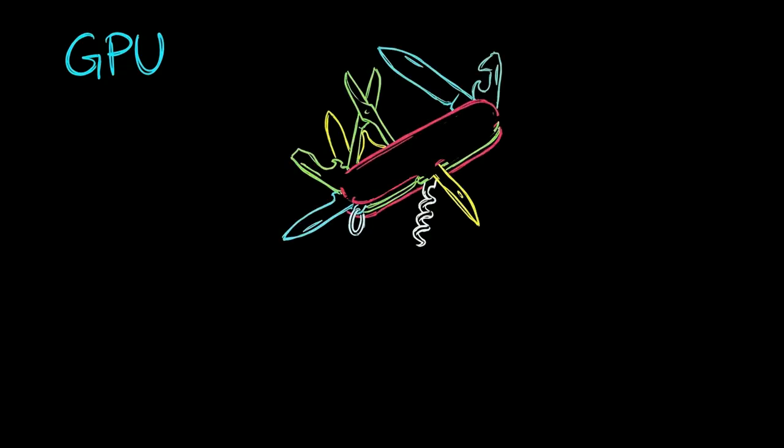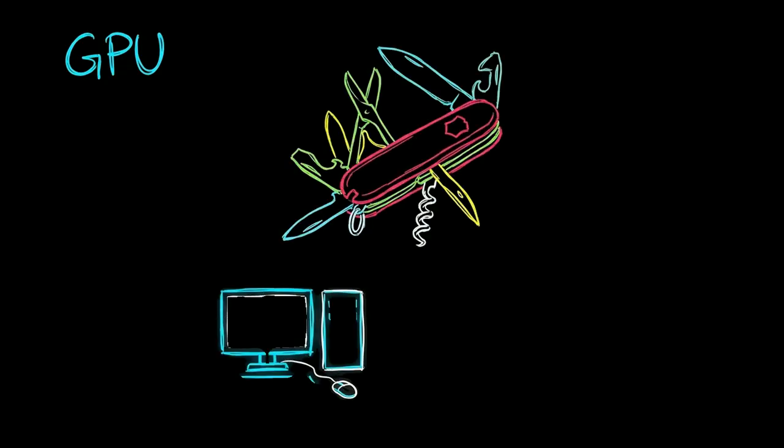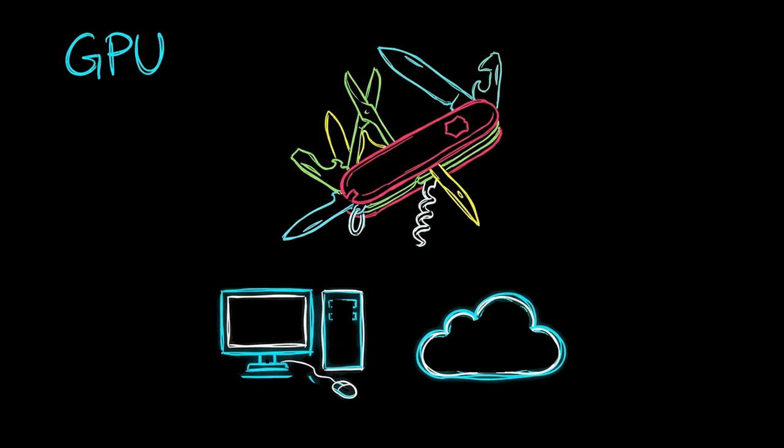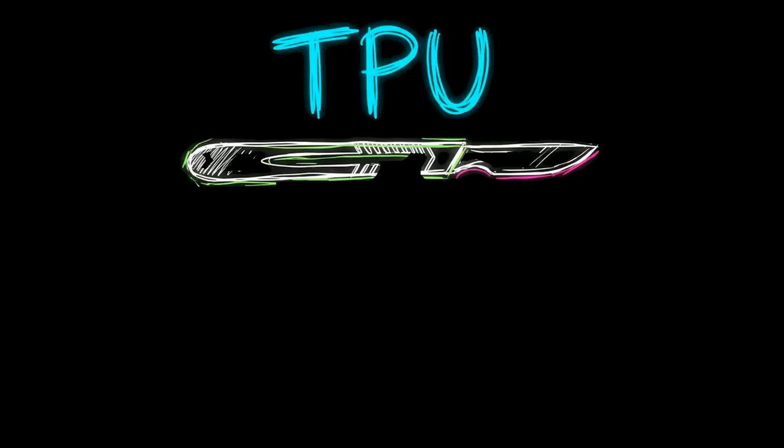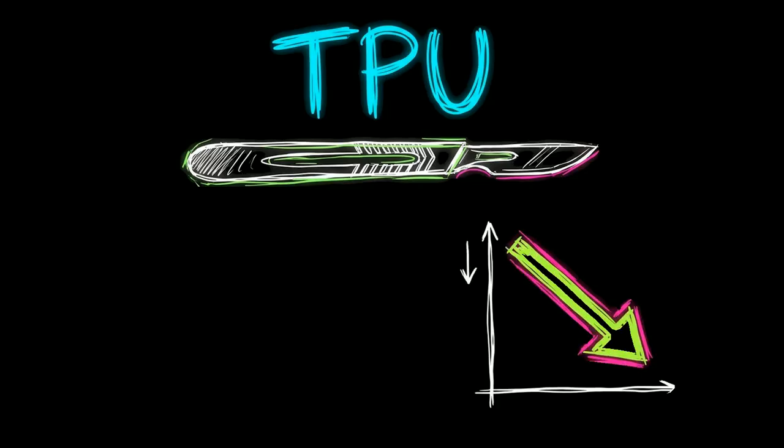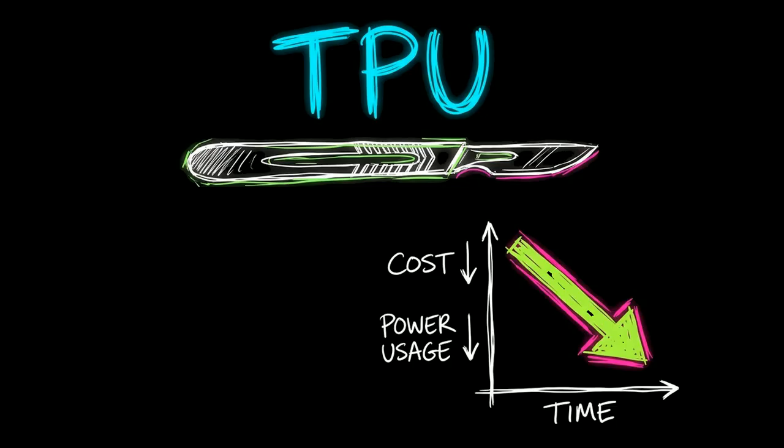So which one should you actually use? GPUs are the Swiss Army knife. They are everywhere. You can buy them for your desktop computer, rent them from almost any cloud provider, and use them with nearly every major AI framework, especially PyTorch. They're flexible, widely supported, and beginner-friendly. TPUs are more like a surgical scalpel. They mainly exist inside Google Cloud and work best with Google's AI ecosystem, especially TensorFlow and JAX. They're less flexible, but at enormous scale, they can reduce cost and power usage significantly.